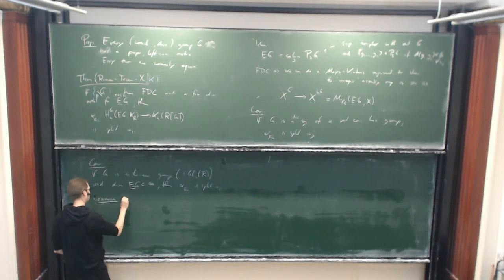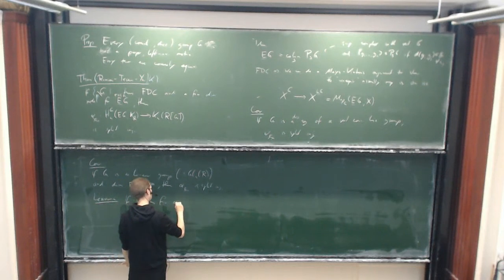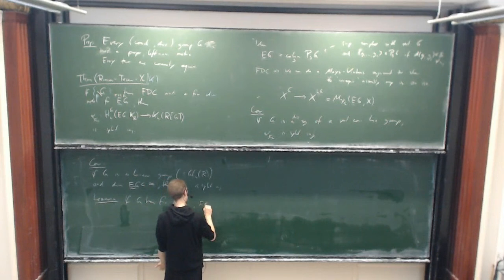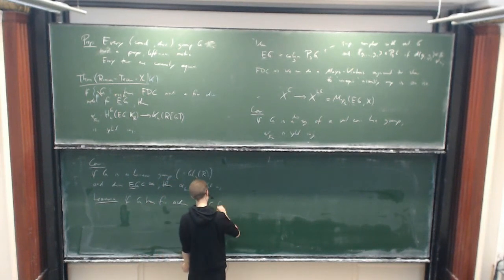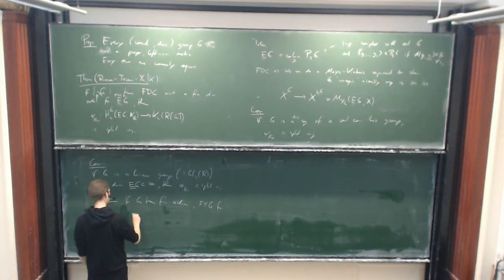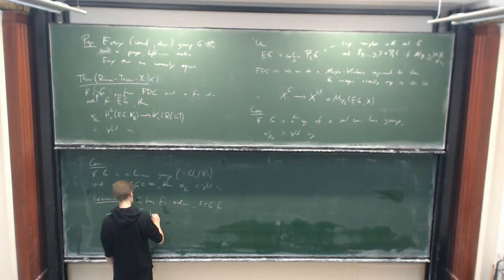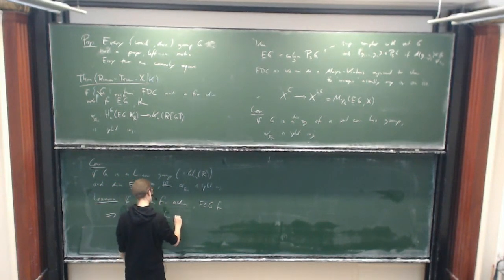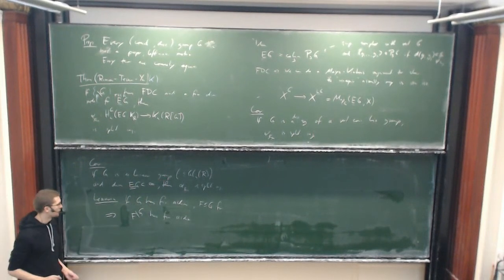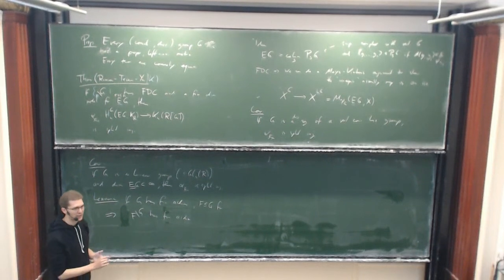So if G has finite asymptotic dimension and we have some finite subgroup, then it follows that the quotient still has finite asymptotic dimension. So maybe I'll define finite asymptotic dimension again.